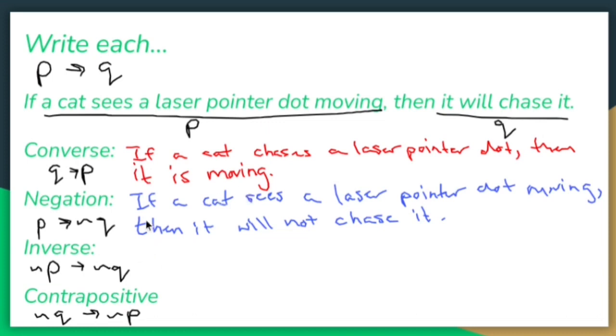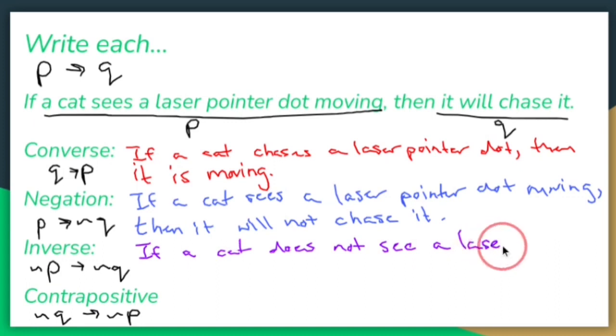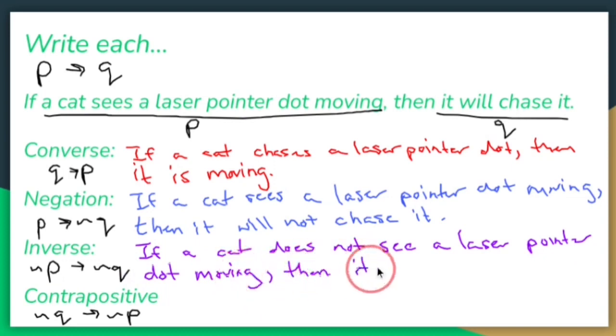All right. If a cat does not see a laser pointer dot moving, then it will not chase it. Okay? So that's not P, not Q.